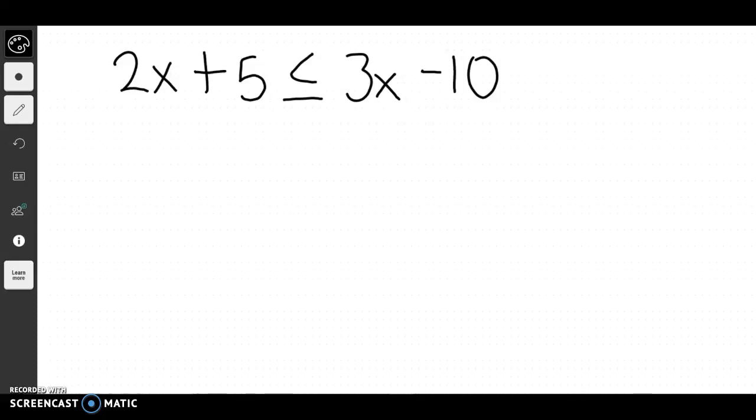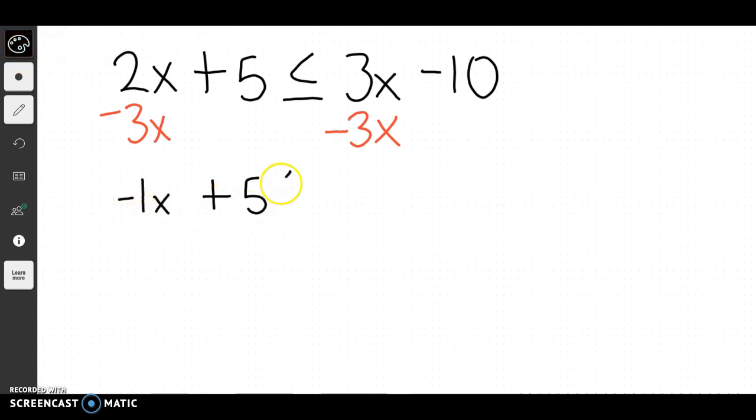Today we'll worry about solving equations or inequalities with variables on both sides. In this one, the first step I would try is, normally I like to get all the x's to the left-hand side. So to get all the x's on the left-hand side, I'd first minus 3x, which would give me negative 1x plus 5 is less than or equal to negative 10.